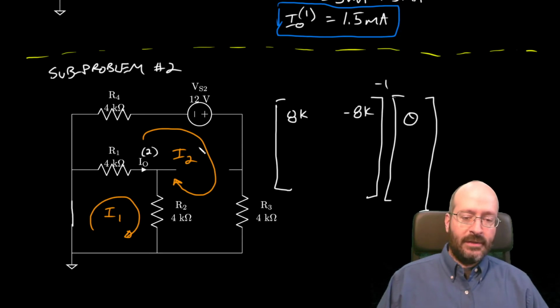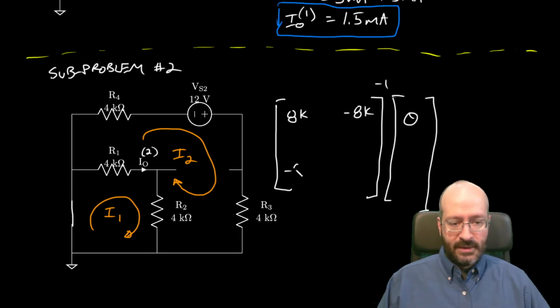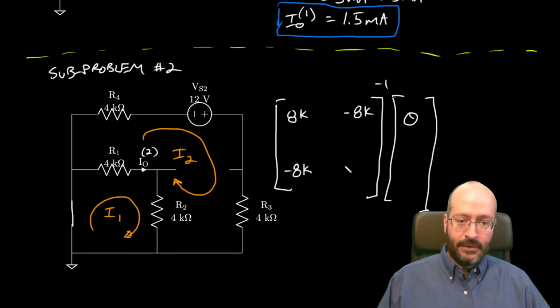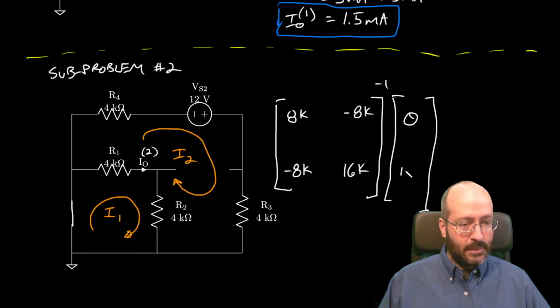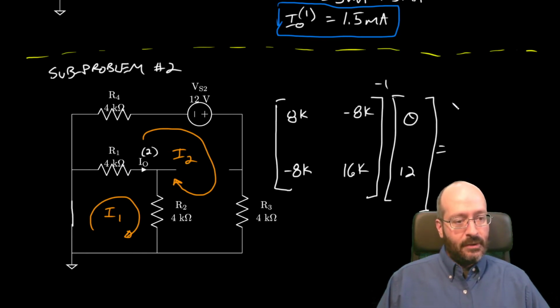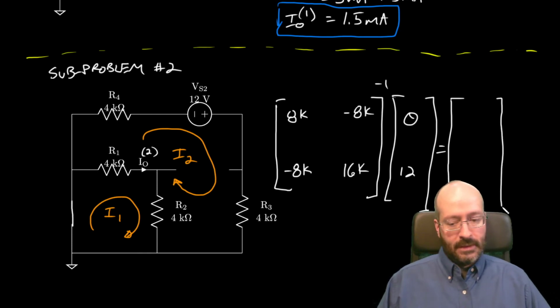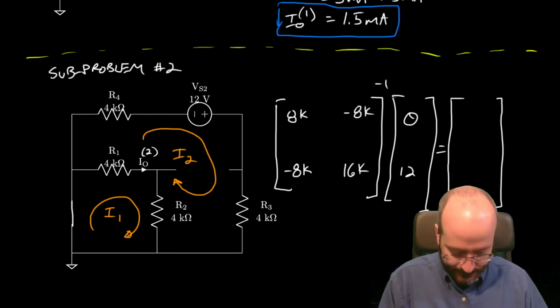Okay. What does I2 share with I1? Well, it's that same 8K. And then what does I2 touch by itself? It looks like it still touches a total of 16K. Going around clockwise, we're going from negative to positive, so that's going to be a positive 12 right there. Okay. So let's figure out what that is.